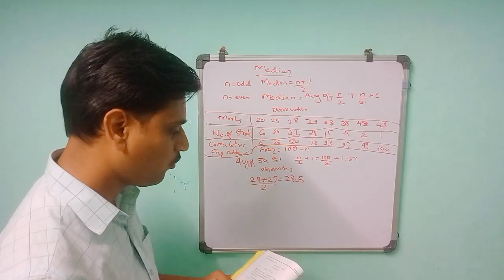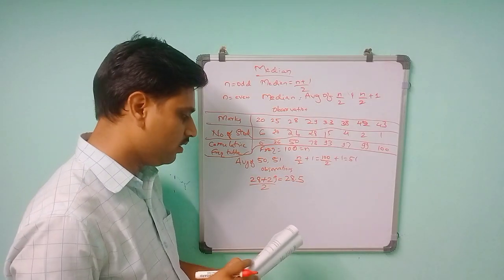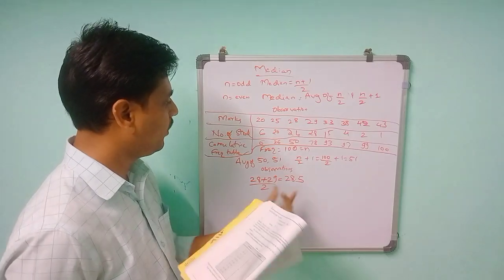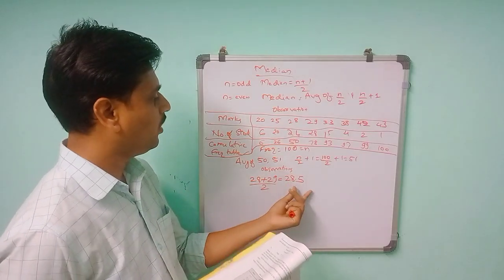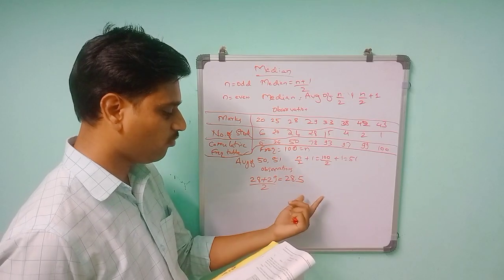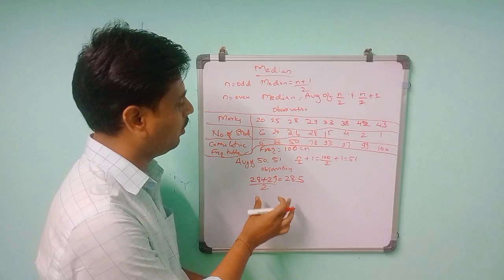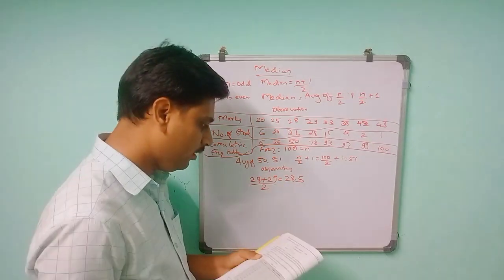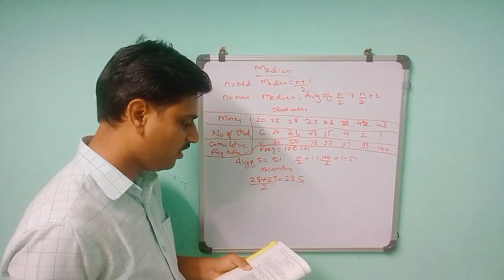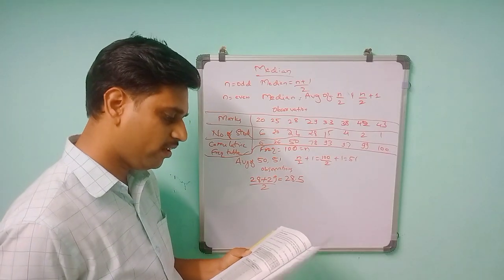The median marks, 28.5, conveys that 50% of students got less than 28.5 marks and 50% of the students got more than 28.5 marks. So like that you have to analyze it. Now let us see how to obtain the median. This is over for the ungrouped data.